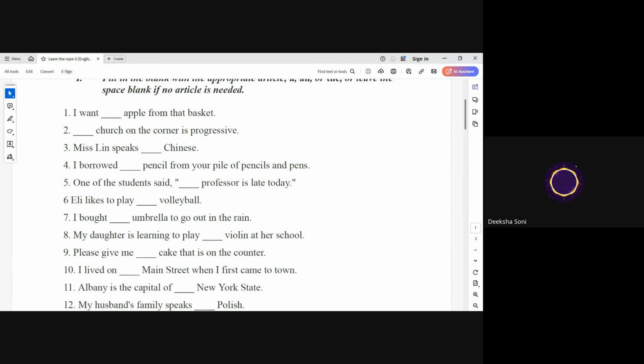No article. This is another category which does not take articles: names of sports and games. So he likes to play volleyball, he likes to play football, he likes to play cricket. No articles required there as well. The seventh one, I bought dash umbrella to go out in the rain. An umbrella, right? An umbrella to go out in the rain. Correct. Eighth one, my daughter is learning to play dash violin at her school.